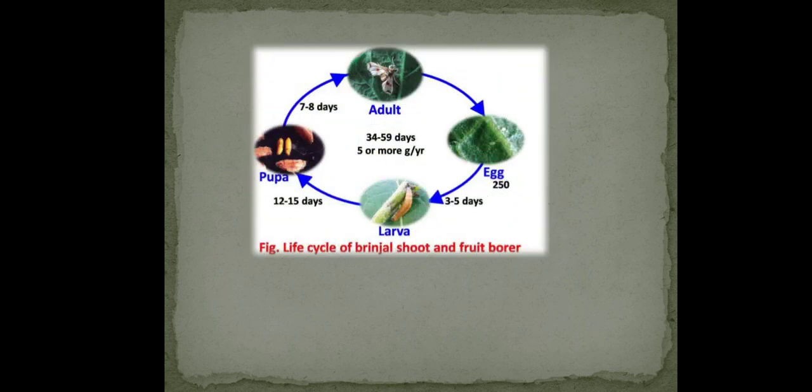Then we see the life cycle of this brinjal fruit borer. It shows again the holometabolous type of development, meaning egg, larva, pupa and adult. Complete type of metamorphosis occurs. The moth lays elongated eggs singly or in small batches on the leaf surface, shoot and fruit. They hatch in 3 to 5 days. On hatching, the caterpillar starts boring into the shoot, leaf, midrib, petiole and fruit and feeds on the internal tissue.